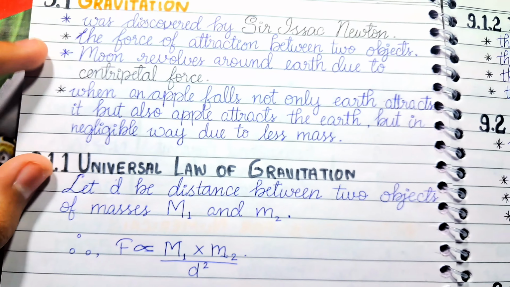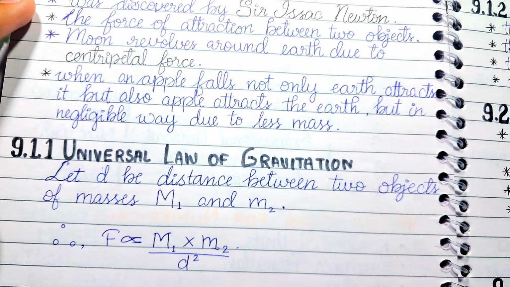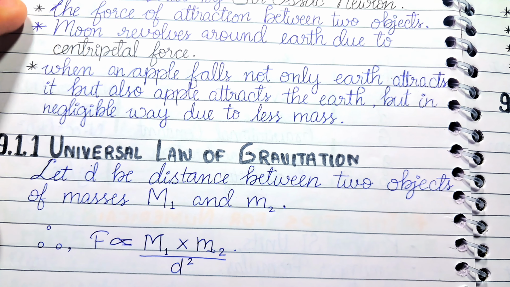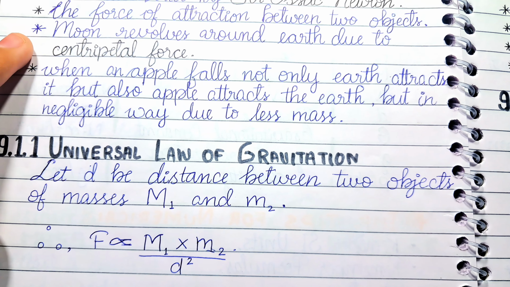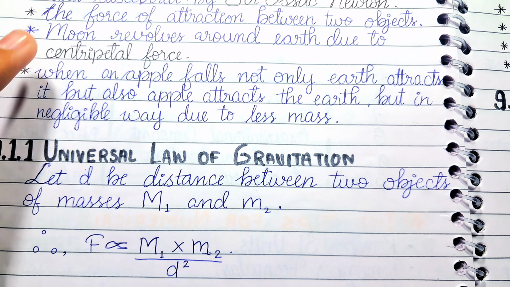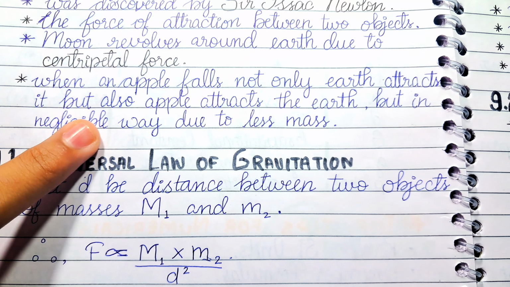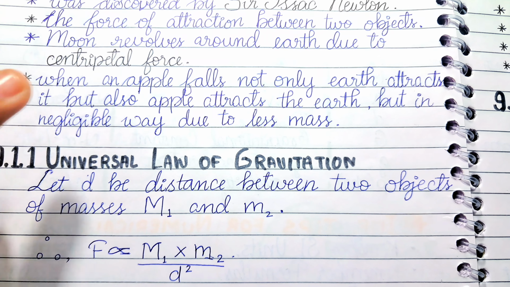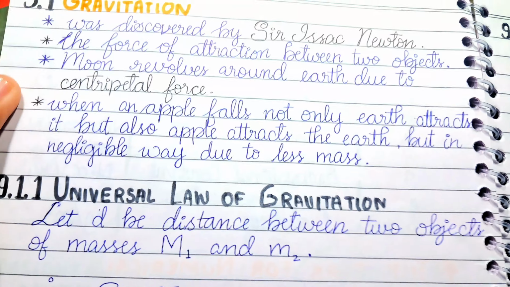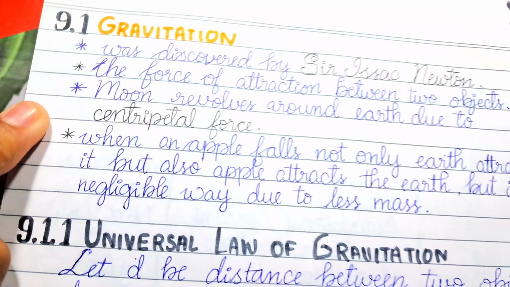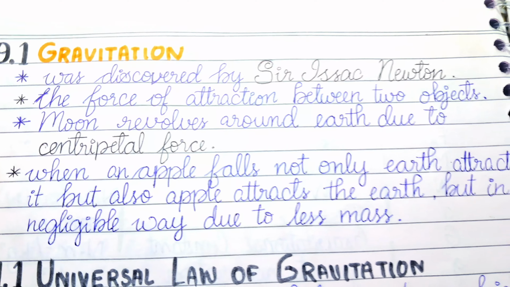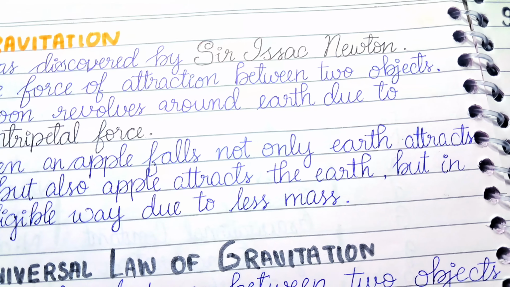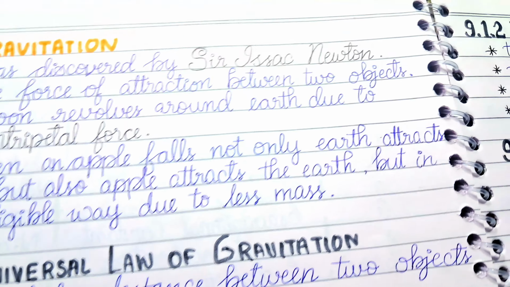Then 9.1, gravitation, that was discovered by Sir Isaac Newton, is the force of attraction between two objects. The Moon revolves around Earth due to centripetal force, that is the force that applies when an object revolves around an object, attracted by a force. The force is always perpendicular to the radius.